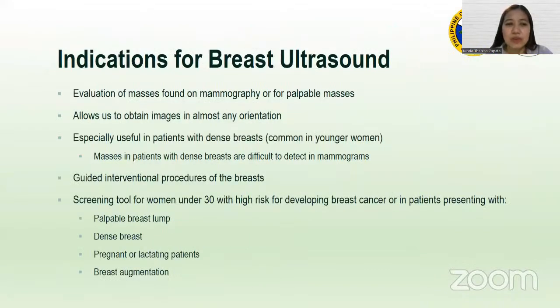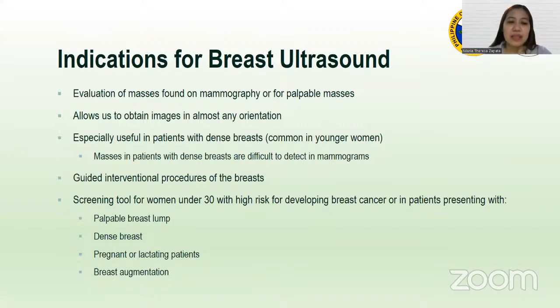Indications for breast ultrasound: evaluation of masses found on mammography or for palpable masses. It allows us to obtain images in almost any orientation. It is especially useful in patients with dense breasts, which is common in younger women. Masses in patients with dense breasts are difficult to detect in mammograms. It can also be used in guided interventional procedures of the breast.